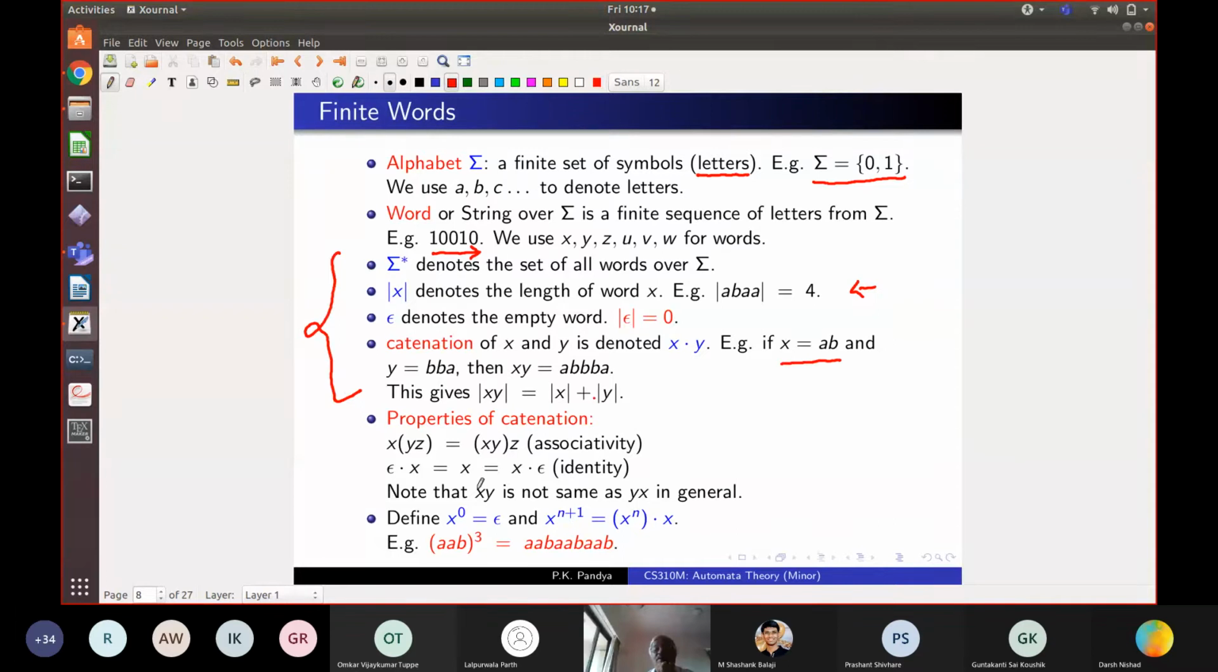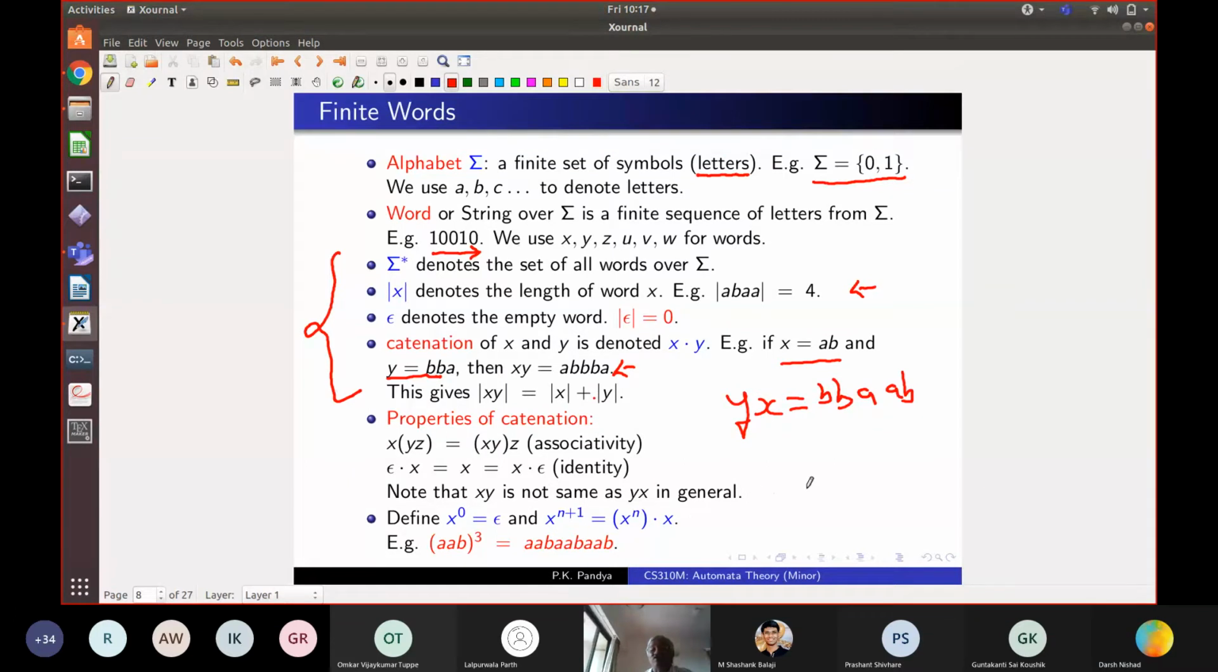Now, one thing to note is, unlike multiplication or addition, catenation is not commutative. That is, xy is not the same as yx. For example, if x was AB and y was BBA, then xy is AB BBA. But what is yx? Can somebody tell me what string it will give? Here I've got x and y, and xy we calculated as this string. So what is yx? BBA AB. Right. Now you see these two words are different, so xy is not the same as yx.